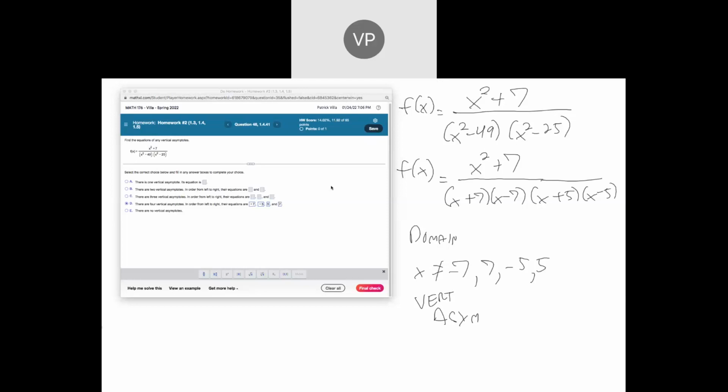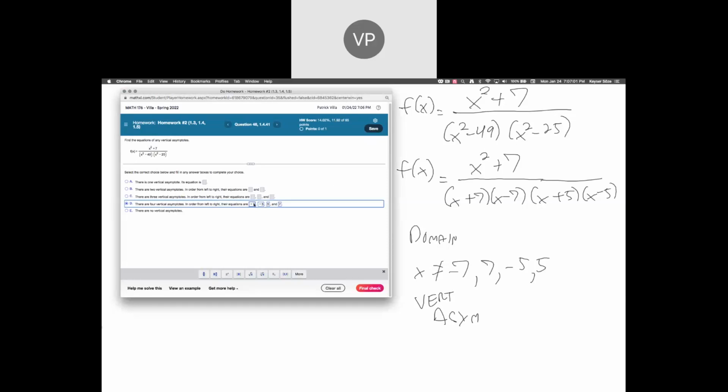Okay, now I can't say this enough. I'm learning sometimes as I go with this system, and this is why we're doing the homework. Read it carefully. I figured out my mistake. See if you did. In order from left to right, they want their equations. So remember how equations look. Vertical asymptotes are x equals -7, x equals -5, x equals 5, x equals 7. And I hope that's going to be right.